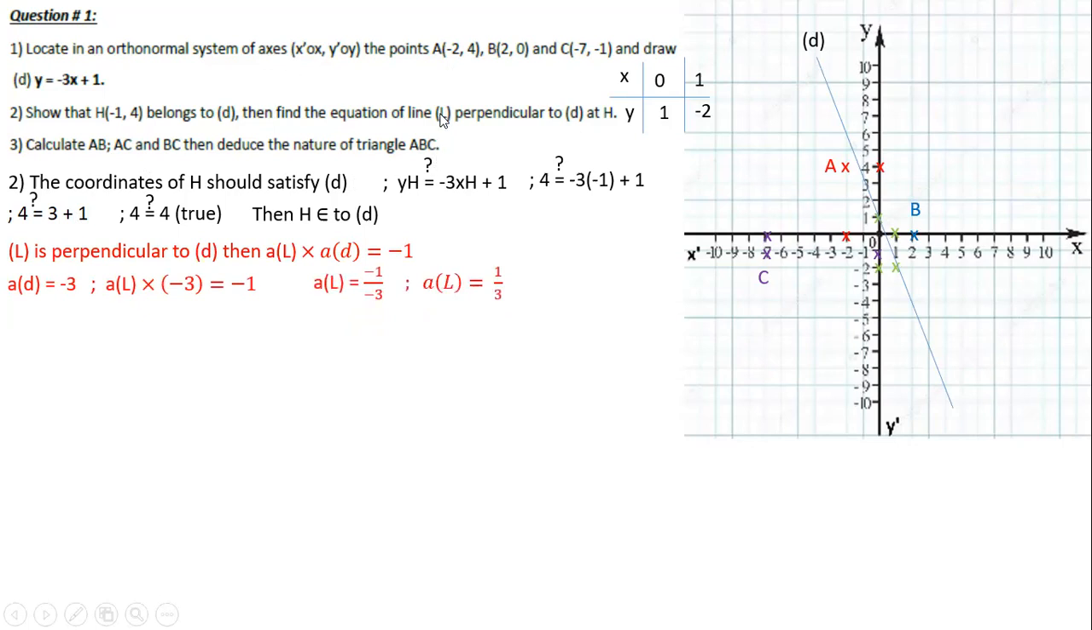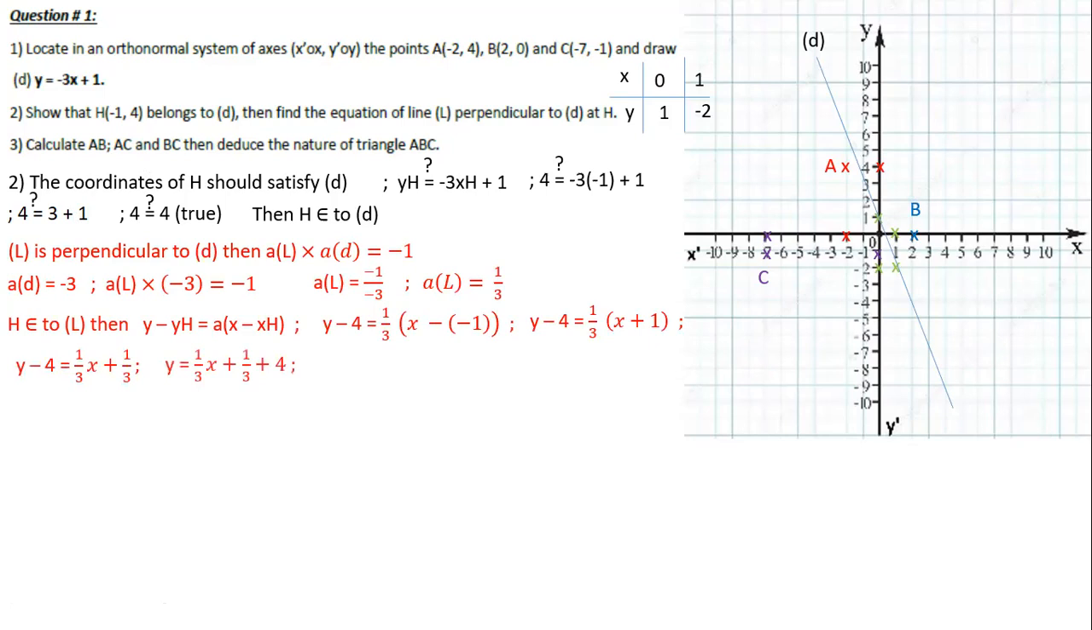Now, where does L pass? At H. So we say H belongs to L. We apply the rule of a straight line. After replacing and calculating, we get the equation of a straight line L. So this is the equation of L.